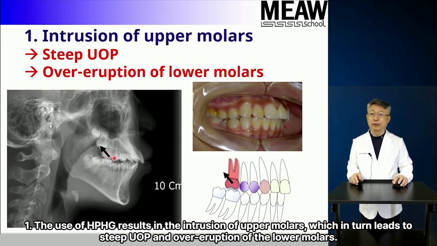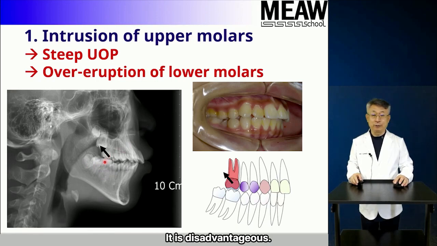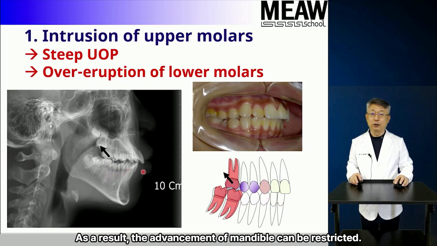1. The use of HPHG results in the intrusion of upper molars, which in turn leads to steep UOP and overeruption of the lower molars. Is overeruption of the lower molars good or bad for the treatment of Class II malocclusion? It is disadvantageous. In MEAW orthodontics, one of the etiologic factors of Class II malocclusion is overeruption of the lower molars. As a result, the advancement of the mandible can be restricted.